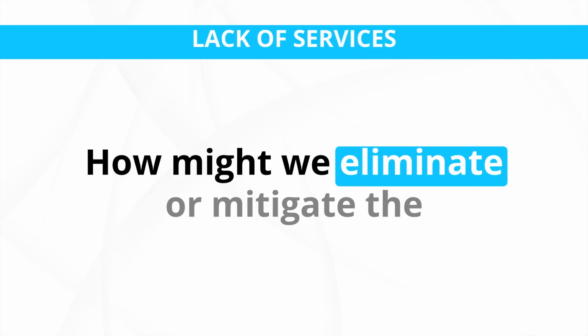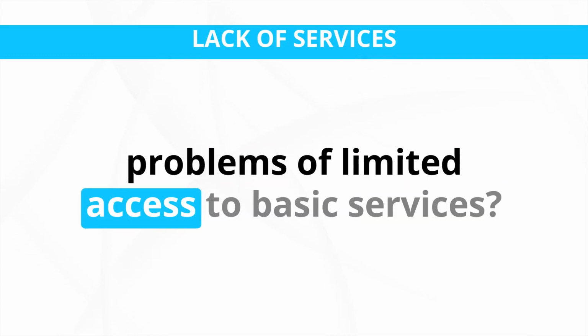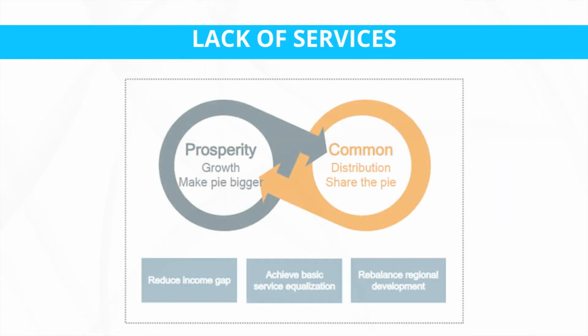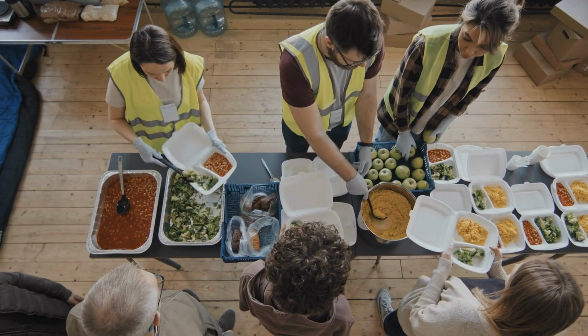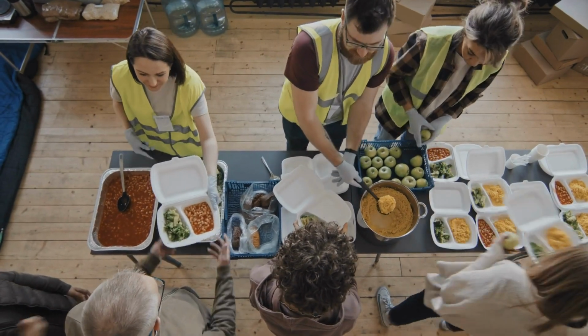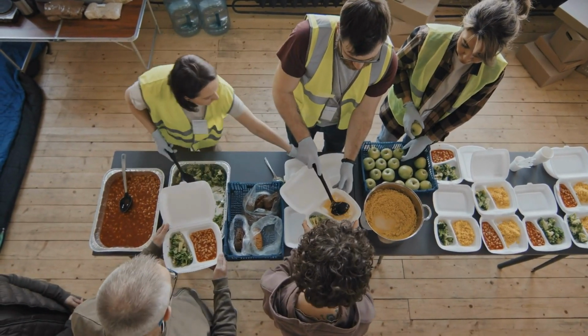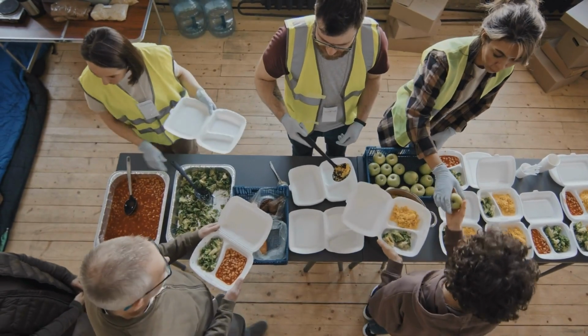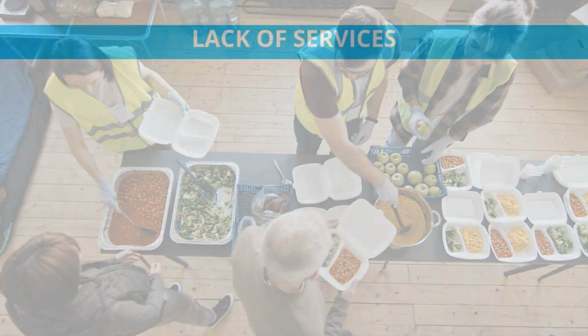How might we eliminate or mitigate the problems of limited access to basic services? Governments should prioritize investing in healthcare, education, water, sanitation, and housing infrastructure to ensure equitable access to these services. Establishing social safety net programs can provide financial assistance and support to vulnerable populations facing limited access to basic services.